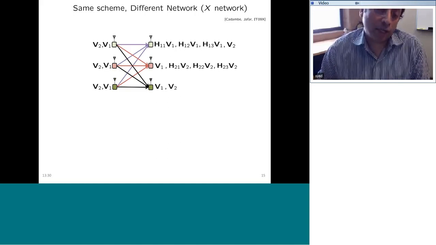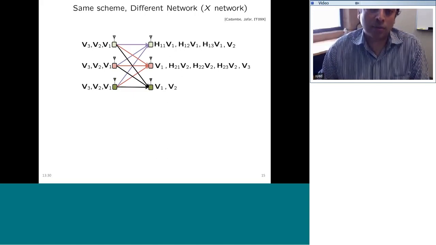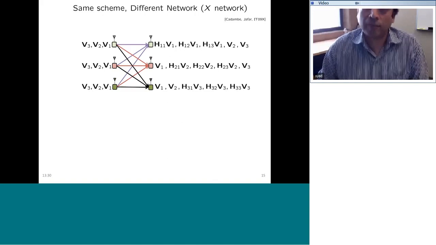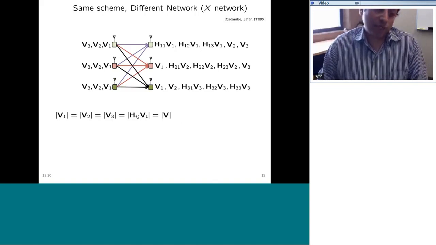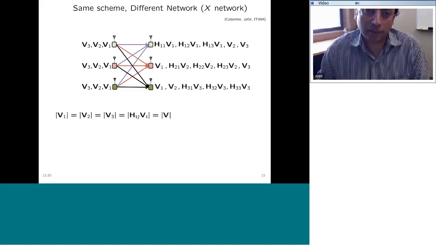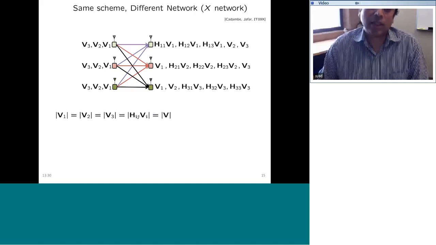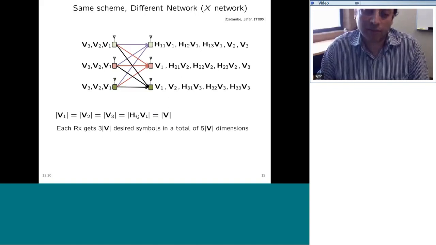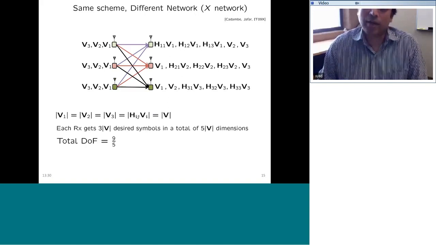Similarly, you will consider the messages for receiver 3, do the same thing, create a space V3, which is invariant to receiver 2 and receiver 1, but not invariant to receiver 3, and that's what you have. Now, all these spaces have roughly the same size. Let's call it V. So how many degrees of freedom are achieved by each receiver? If you look at receiver 1, it's seeing 3 desired Vs and 2 interfering Vs. So it's achieving 3 over 5 DOF. And there are 3 receivers, so the total is 9 over 5 DOF. In fact, that is the information theoretic optimal you can get. So there's no other scheme that can do better than this.